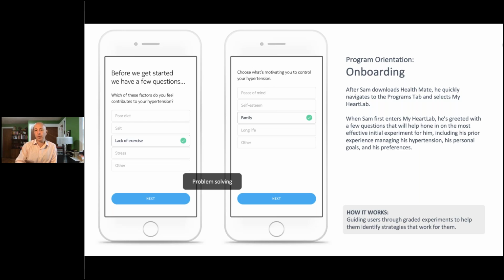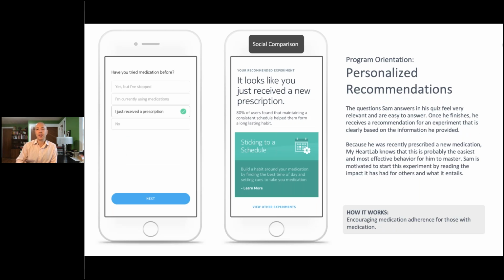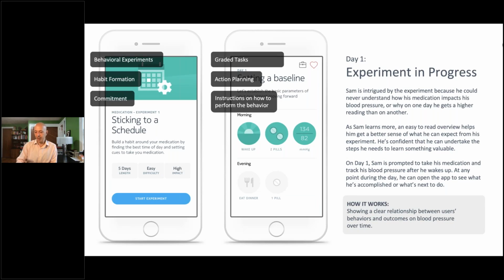So we would label as problem solving, right? We're going to set them up so that we can tailor the information and the content based on what we learn here. If they've gotten a prescription, for example, we can use social comparison to say, right, so 80% of people found that creating a consistent schedule helped them form a long-term habit, right? How do I compare against others where we've seen that that's a promising behavior change technique here?